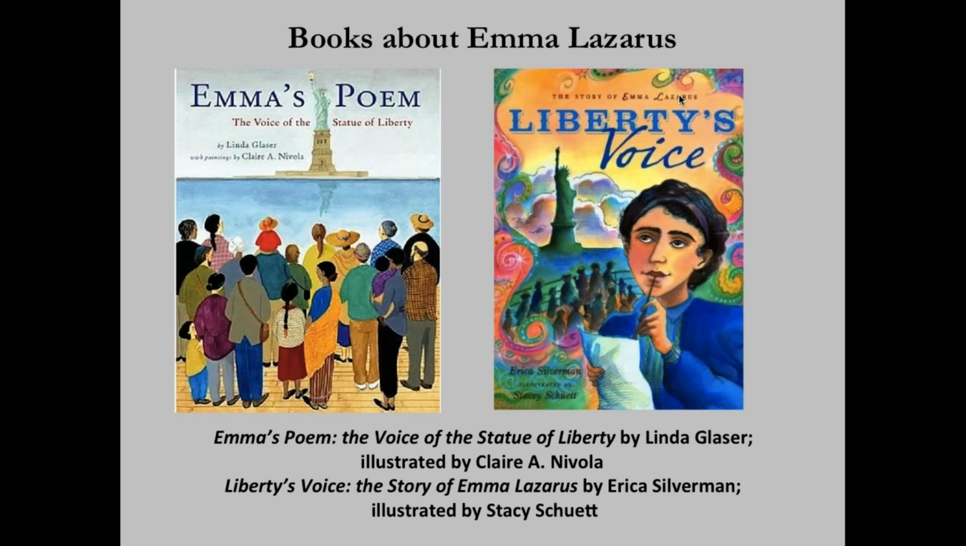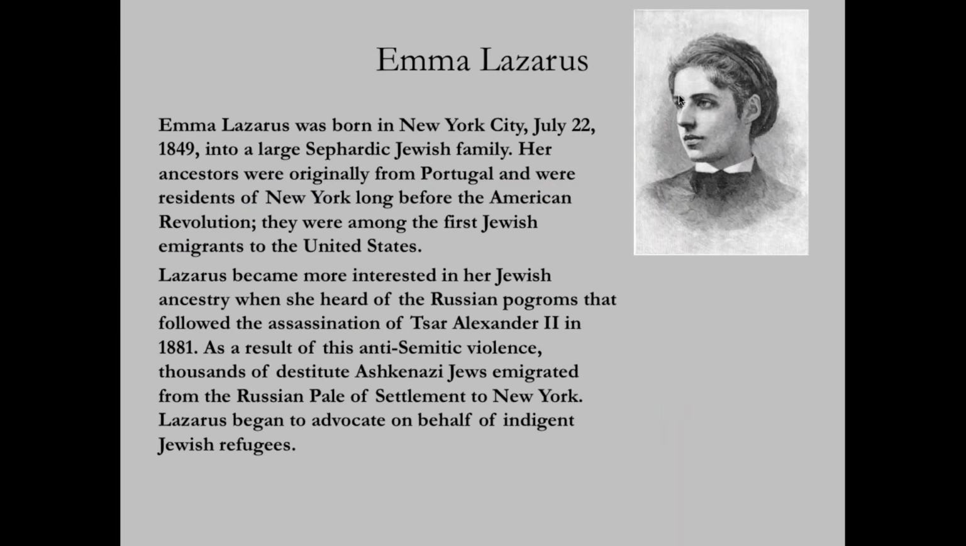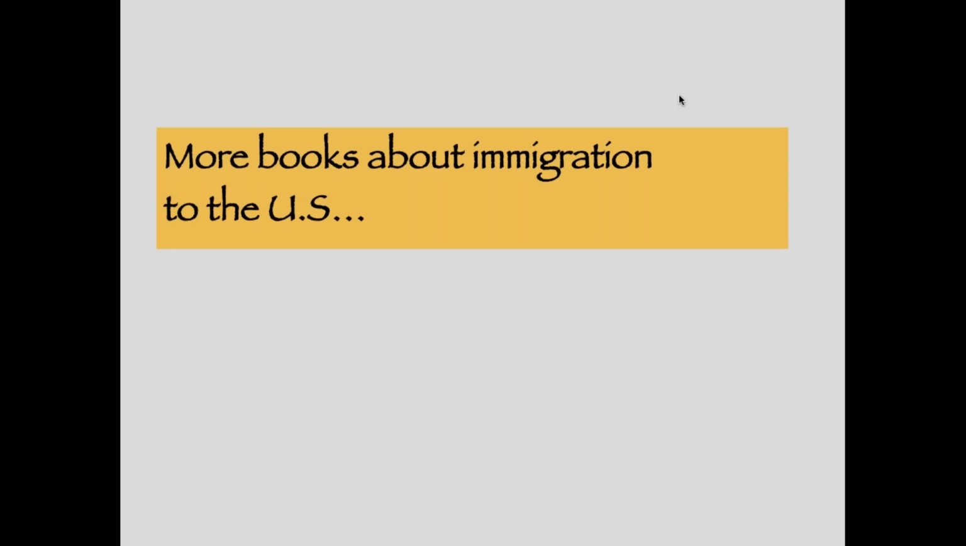And here are books about Emma Lazarus, a quite extraordinary woman who was herself from a Sephardic Jewish family, and her ancestors were residents of New York before the American Revolution. But it was when she saw the thousands of destitute Ashkenazi Jews emigrating from Russia to New York that she began to advocate on behalf of indigent refugees. A great role model. So more books about immigration to the United States.